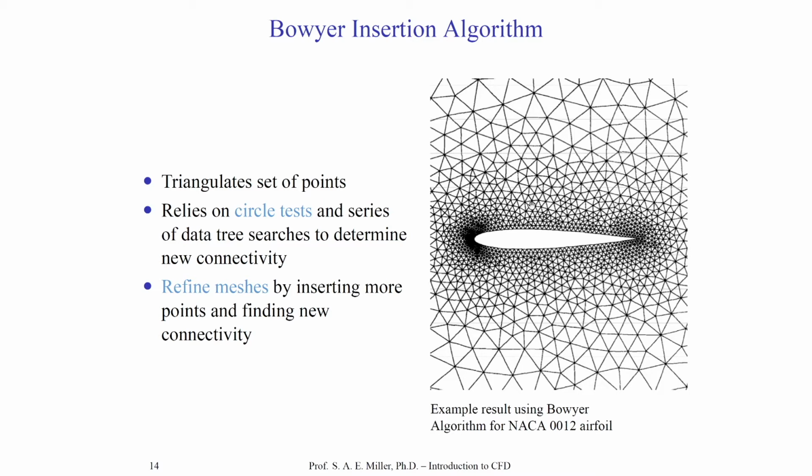You can see in this case, they've tried to insert more and more grid points along the leading and trailing edge to find this tessellated mesh. It's the most basic example for a real-world application, like a wind tunnel test, where we want a CFD mesh that you can find. Let's talk about the Bowyer insertion algorithm.